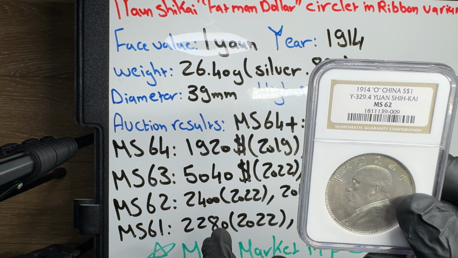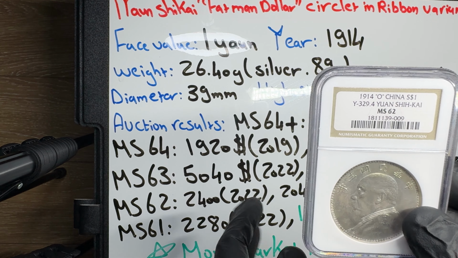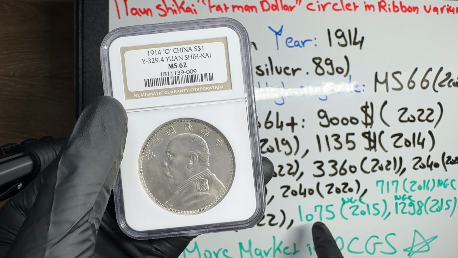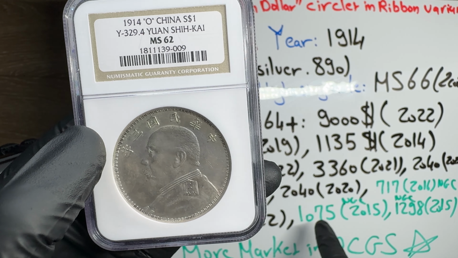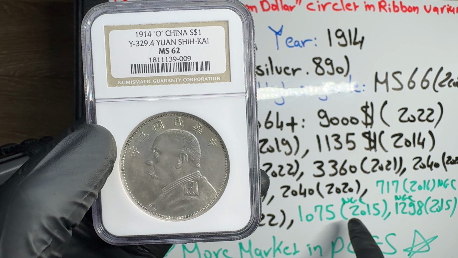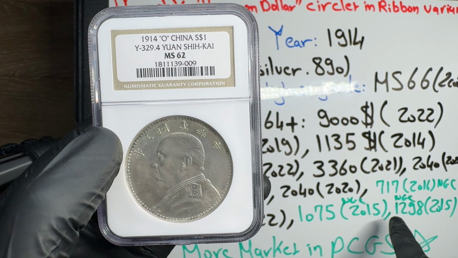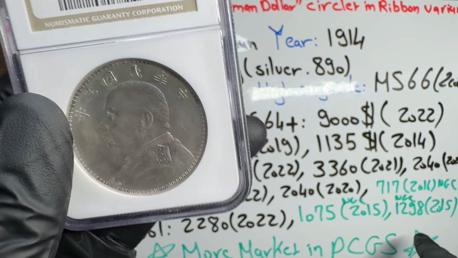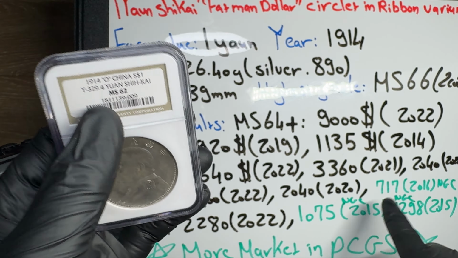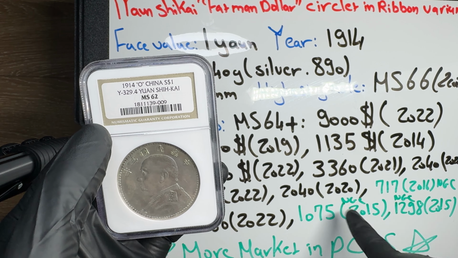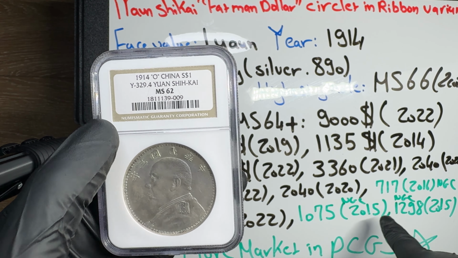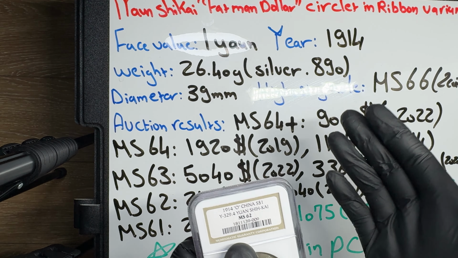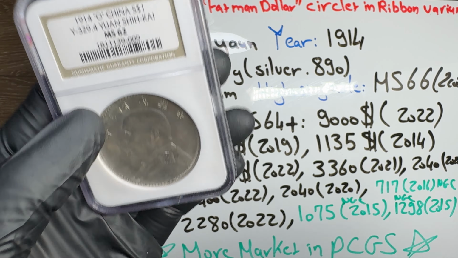MS61 was sold for almost $2,200 back in 2022, and almost $1,100 in 2015 and $1,300 back in 2015. And you can see the green color here is NGC and the rest, in black, are PCGS.